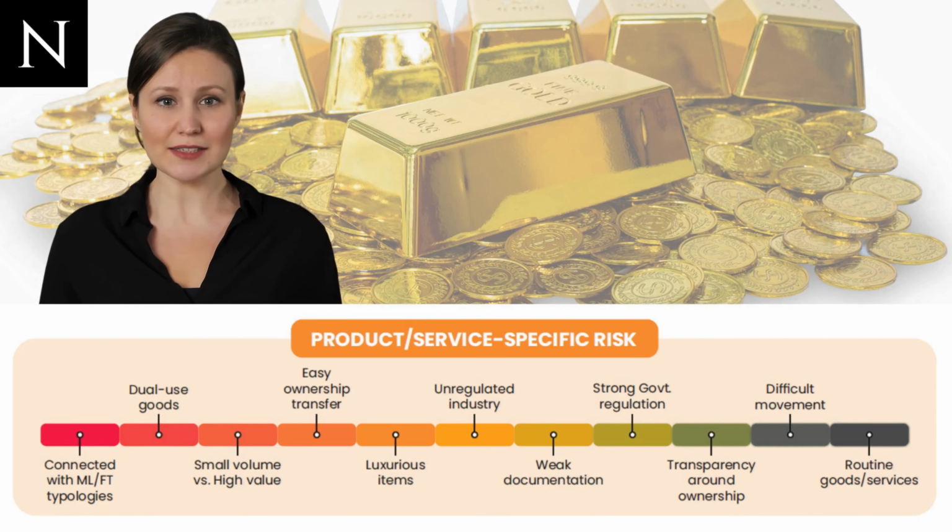A product or service's characteristics can also define a customer's risk profile. ML activities do not occur in routine products, services, or goods that are difficult to move. A product with transparency about its ownership is non-suspicious. A customer becomes suspicious when it deals in luxurious items, keeps less or weak documentation, or is associated with an unregulated industry. It is highly risky when the customer's goods have dual use or executes a series of small volume transactions of high-value goods or services connected to financial crime typologies.